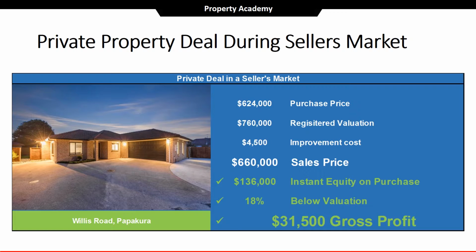And we ended up negotiating, and I ended up buying the property at $624,000. Of course, this was done privately, so there's no commissions or anything like that, and that's the number that she was going to get in her hand.